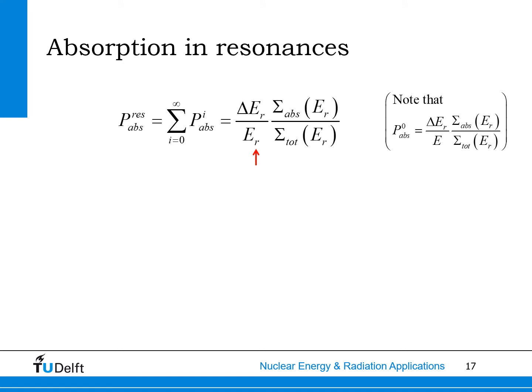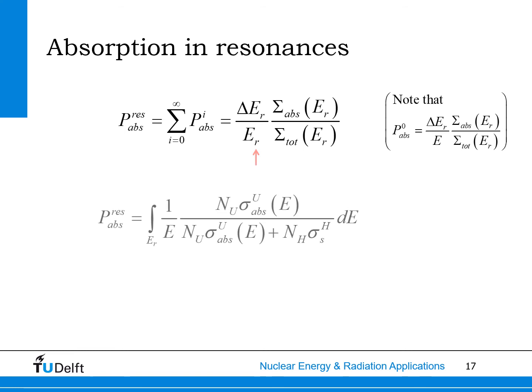Till now, we have assumed that the resonance has a simplified rectangular shape. For real resonances, the expression changes to the lower formula on this slide, where the integral has to be carried out over the energy range of the individual resonance only. Note that the macroscopic absorption cross-section in the numerator is a product of the uranium atom density and its microscopic cross-section, while the total macroscopic cross-section in the denominator is a sum of the absorption cross-section of the uranium and the scatter cross-section of the hydrogen.